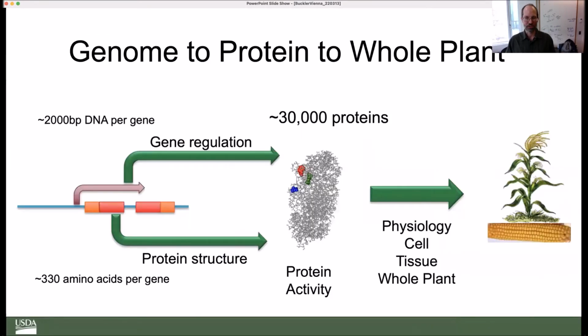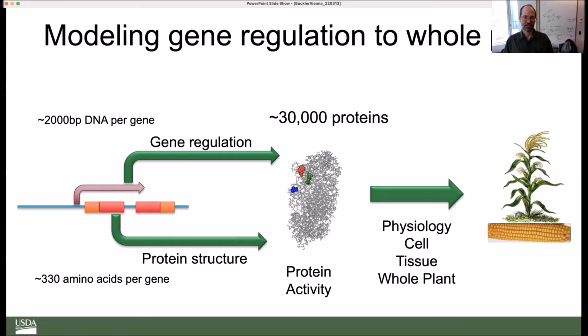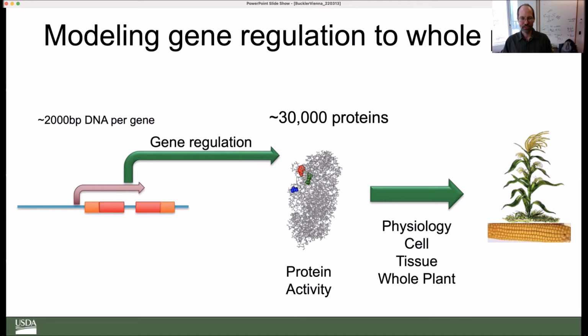creating useful models. And so we've been creating models at different points across the central dogma here, from the genome to protein to whole plant. And let's start first talking about some of the modeling of gene regulation to the whole plant. And the first thing we really want to do is say, well, if we could have good models of gene regulation, would that actually help us in doing some of these targets of genome-wide prediction?